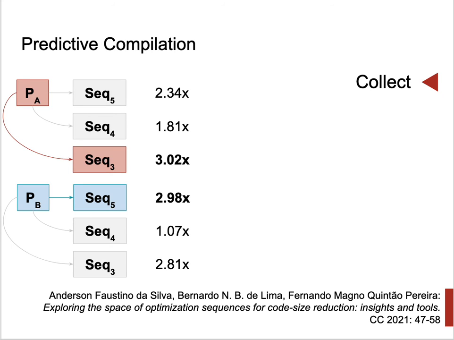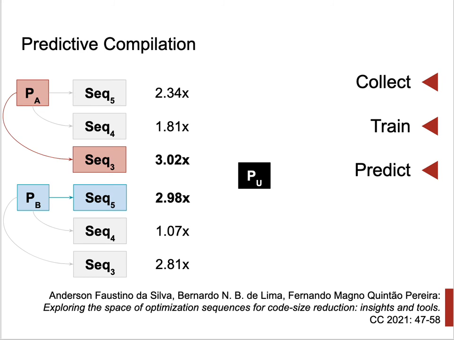This process of predictive compilation consists of three parts. First, we collect data to help us understand the behavior of programs. Then, we use this data to train a model that will be able to infer the property of interest for programs that we have not seen before. And then, we use this model to predict the properties of other programs.